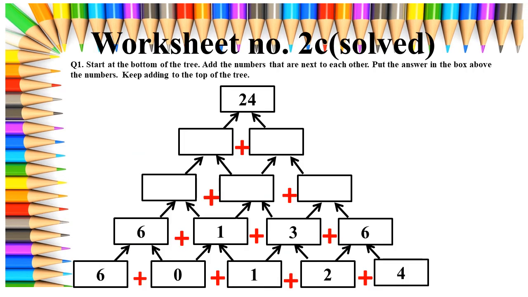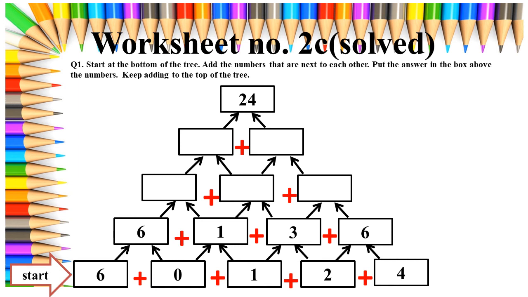Okay students, now worksheet number 2C, and the question is, start at the bottom of the tree, add the numbers that are next to each other, put the answer in the box above the numbers, keep adding to the top of the tree. Okay, first of all let me tell you that 6 and 0 are the numbers that are next to one another. Then 0 and 1 are next to one another. Then 1 and 2, and then 2 and 4. We are going to add the numbers that are next to one another.